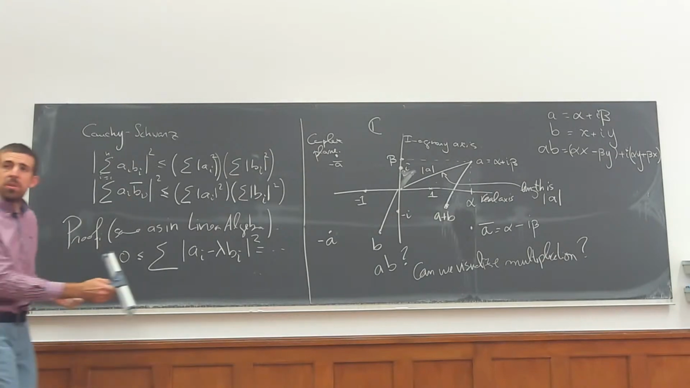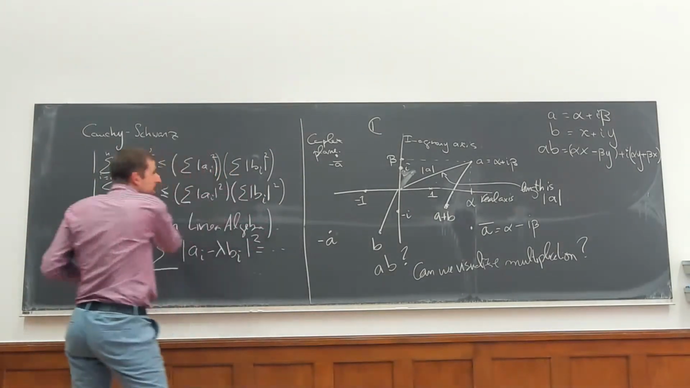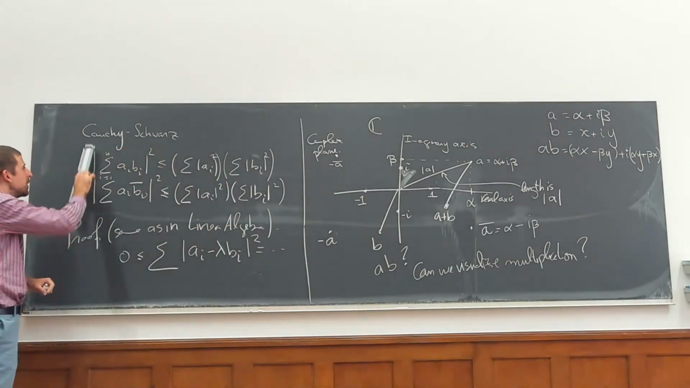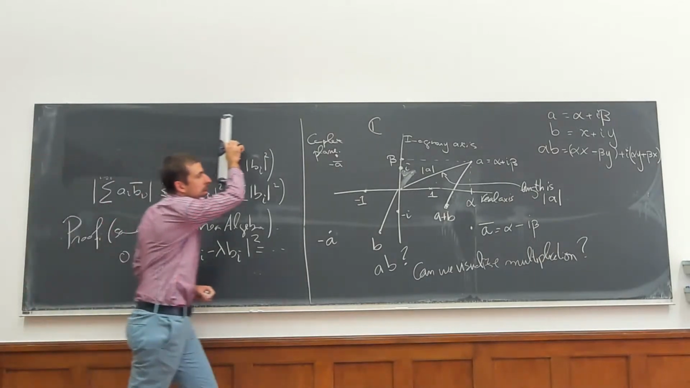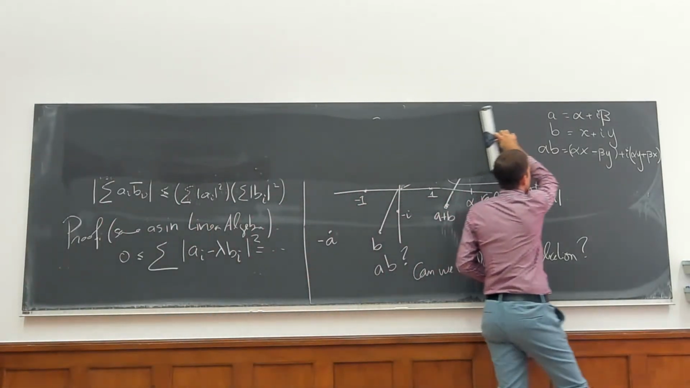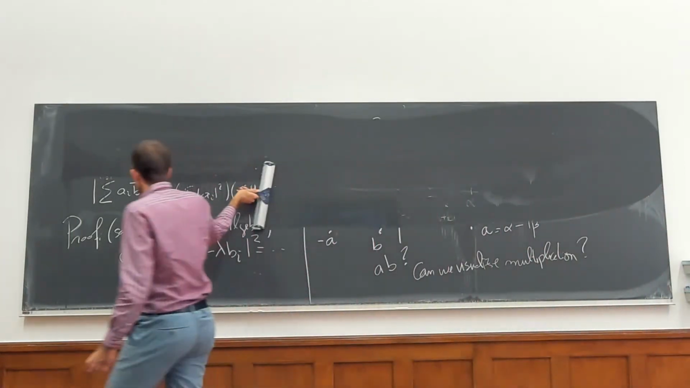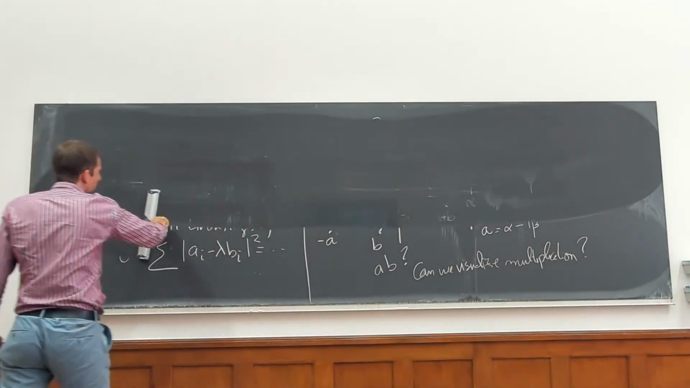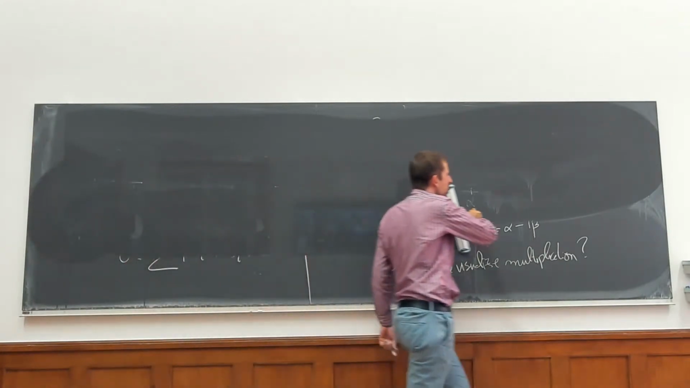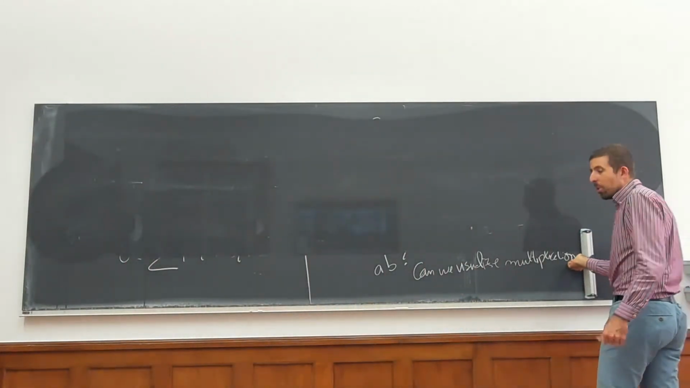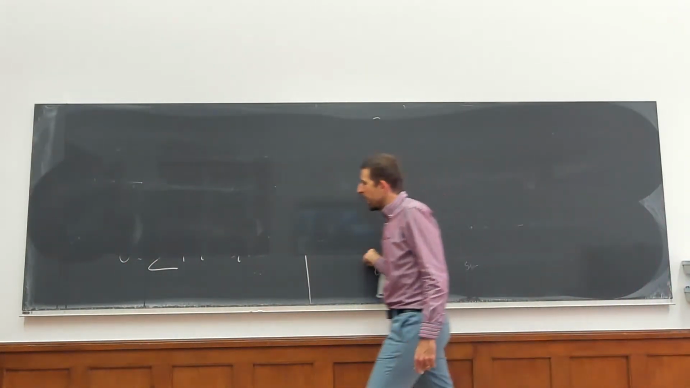There is, however, something we already know about it, right? We know what its length is going to be. Because we know that the modulus of the product is the product of the moduli. So we know that its length is going to be the product of the lengths of A and B.